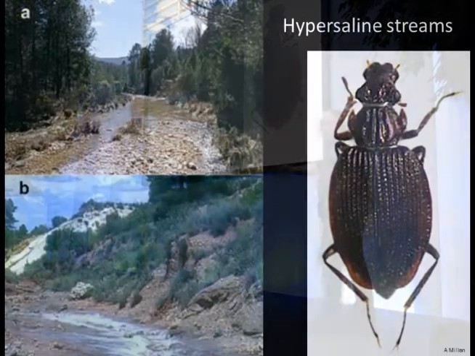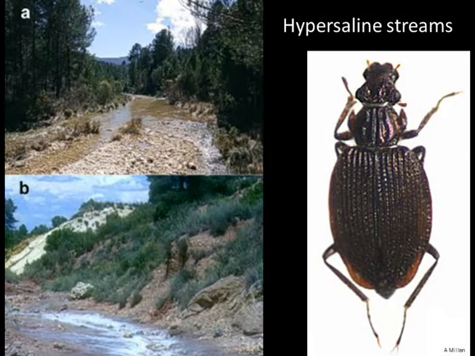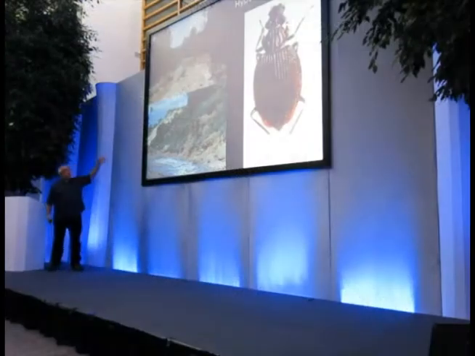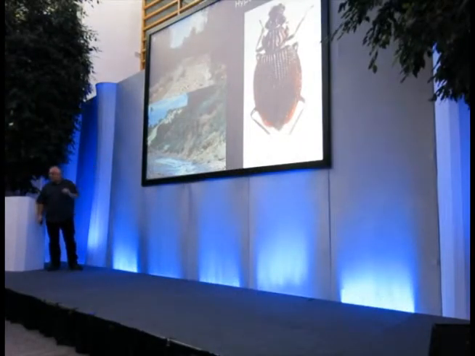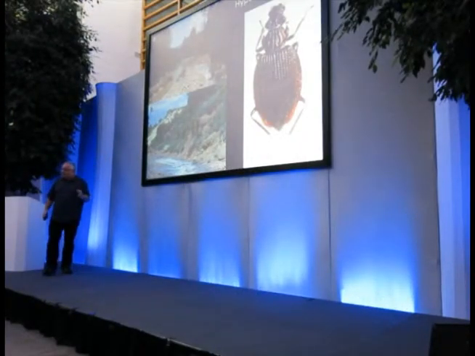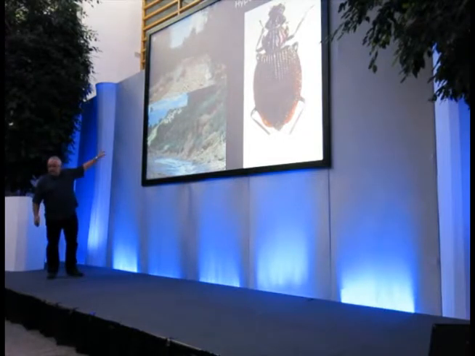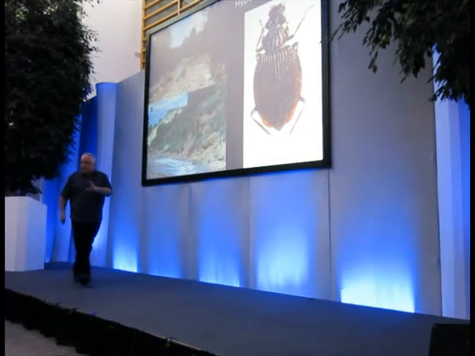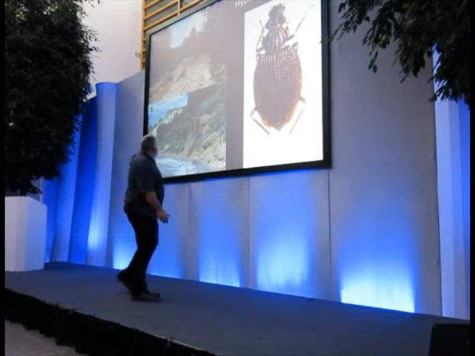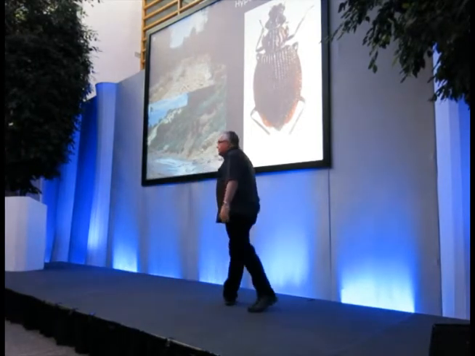If we go further afield, very unusual specialized habitats also have specialist radiations of beetles in them. I just wanted to highlight one in this slide, these hypersaline streams, which you find in many semi-arid parts of the world. These examples are in southeast Spain, in parts of Murcia province.